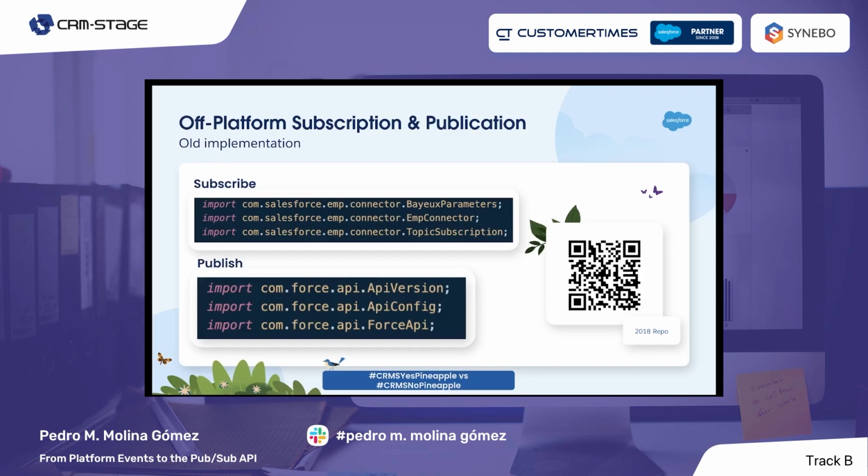So when it comes to subscribing in the old implementation, what we can see in these two snippets of code is that we need to make use of a few libraries. The most important here is the EMP library. We use that library because it facilitates the CometD parameters needed. We are logging into Salesforce by using the CometD connector, and we are then subscribing our third-party application to the platform event topic defined in Salesforce.